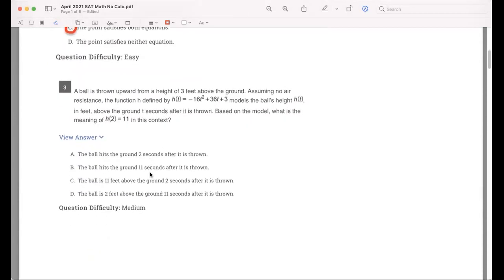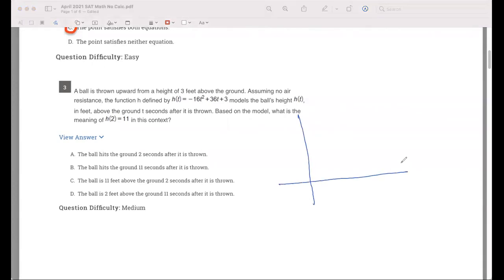A ball is thrown upward from a height of 3 feet above the ground. Assuming no air resistance, the function defined by h(t) is -16t squared plus 36t plus 3. It models the ball's height in feet above the ground t seconds after it was thrown. Based on the model, what is the meaning of h(2) being 11 in this context?